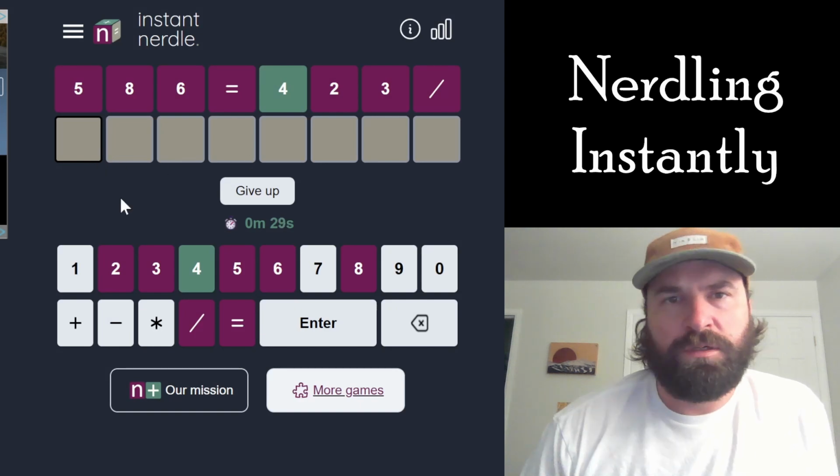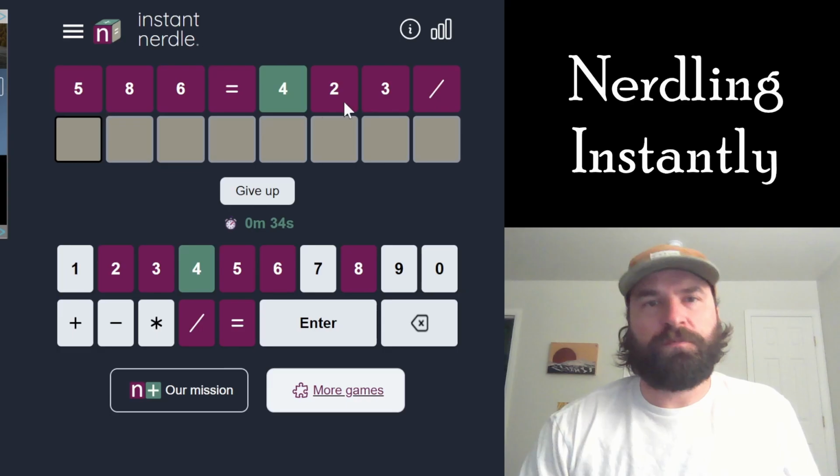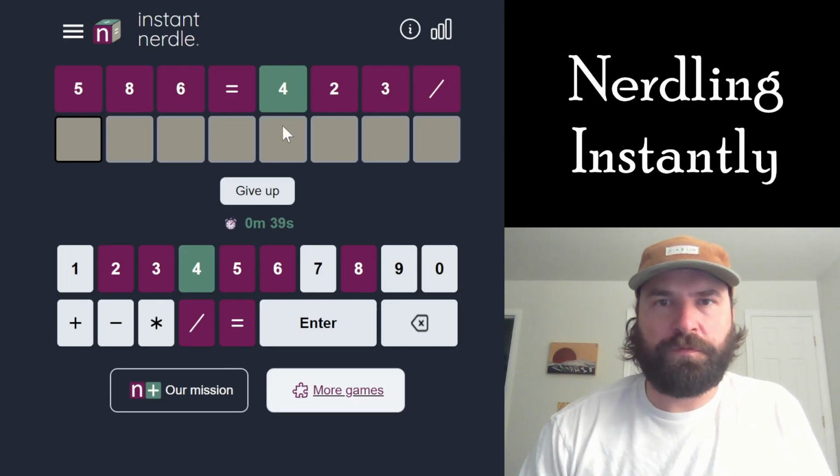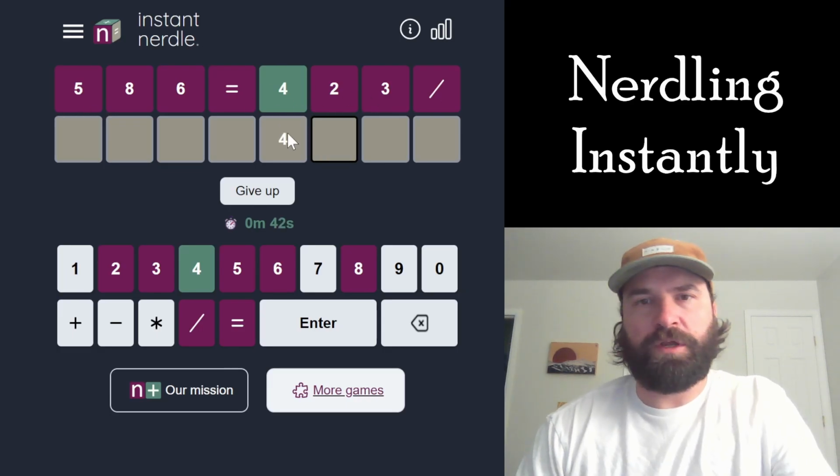Let's crush an instant nerdle. Today we just have division. Instant nerdle is just a scrambled up math equation that we have to unscramble. All the purple stuff needs to move. The 4 is in the right place, so we're going to have a 4 here.